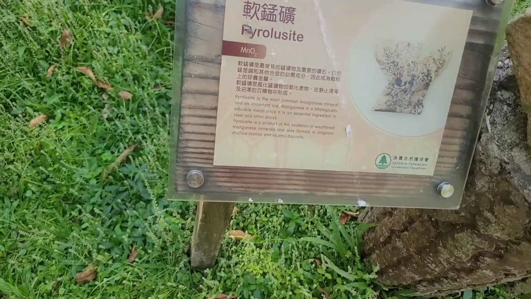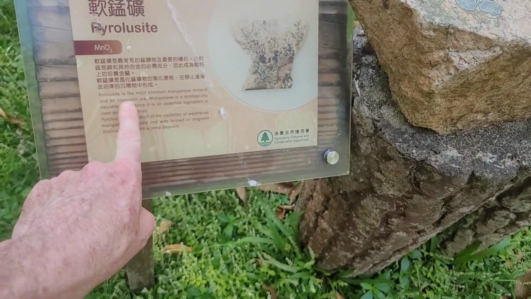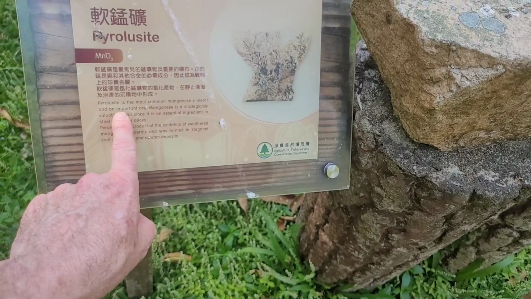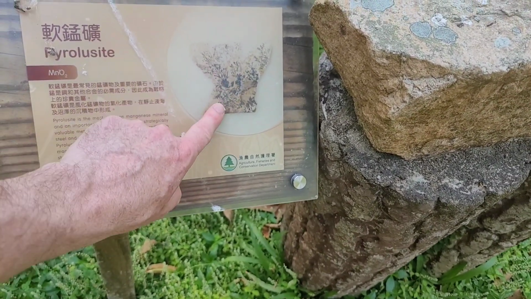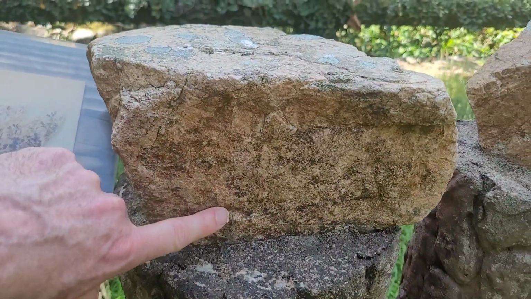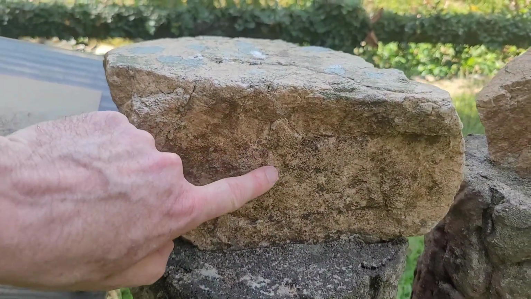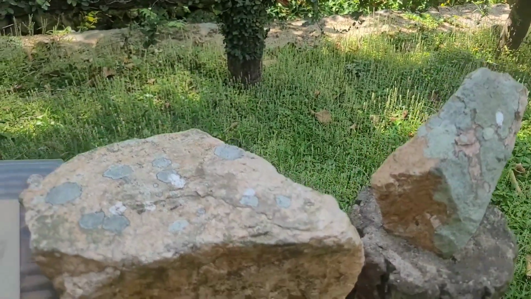So, pyrolusite is a common manganese mineral and an important manganese ore. So probably those little dendrites there, which are called fake fossils, definitely here. Pyrolusite. Obviously it's quite weathered in this material.